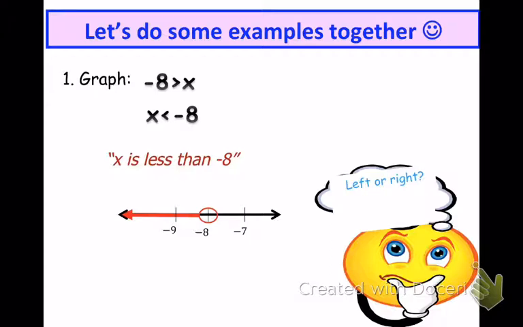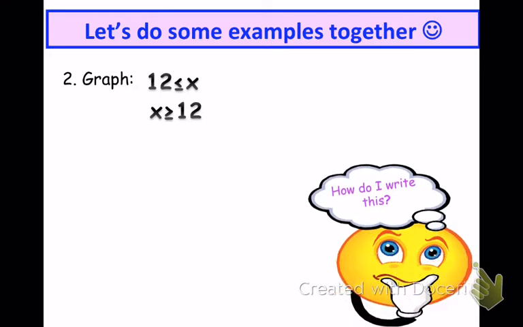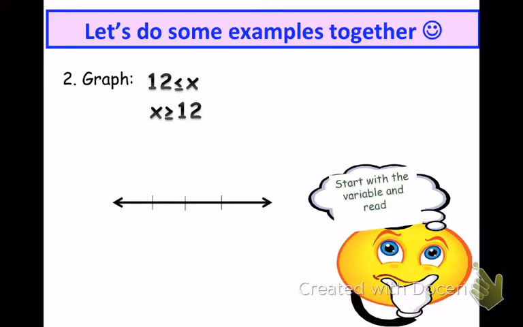Let's try 2 more examples. Same thing here, it's backwards. Be very careful with these because people tend to make mistakes on these. Flip it over. Again, ask yourself all these questions. How do I write this? This is x. Always start with the x. X is greater than or equal to 12.